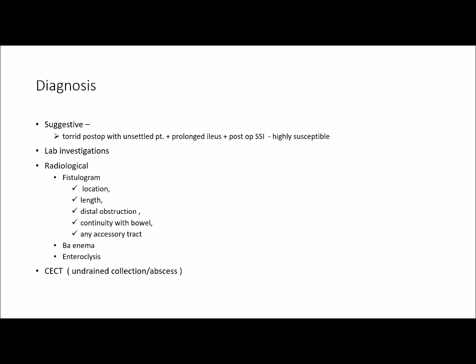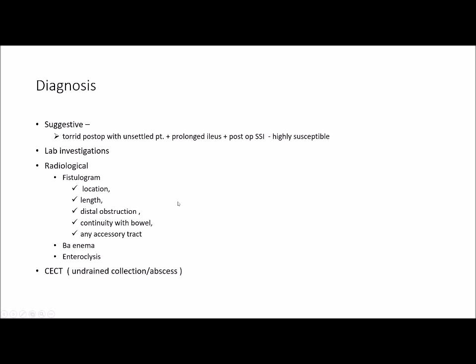So remember that. Any SSI, prolonged ileus, or a torrid post-operative course in an unsettled patient, these are all highly susceptible for the occurrence of ECM. Lab investigations, we'll just talk about what they are. Radiological investigations, what are usually required, we'll again refer to them when we talk about the diagnosis, but at this present moment of time, two things are required.